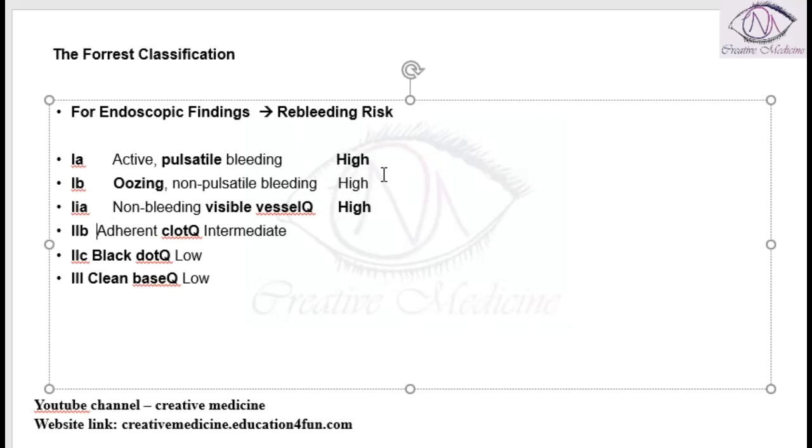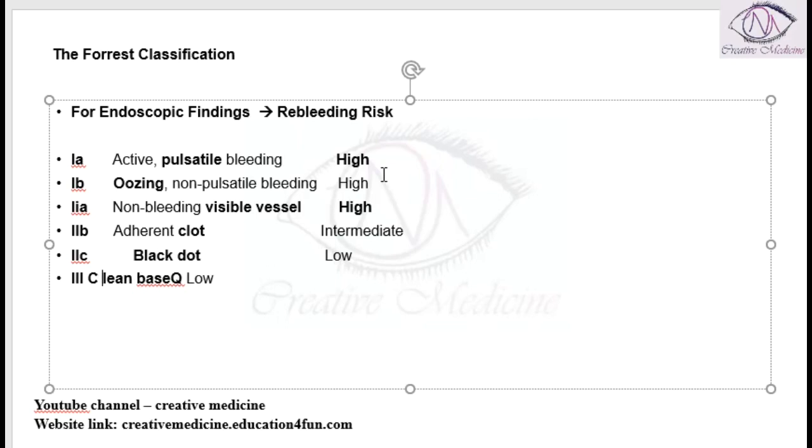Grade 2a is a non-bleeding, non-adherent visible vessel, and it has a high risk. Whereas in grade 2b there is an adherent clot, and this adherent clot shows intermediate risk of rebleeding. Then in grade 2c there is just a black dot, which means the clot has already adhered and contraction of the clot is already seen. As a result there is less risk of bleeding.